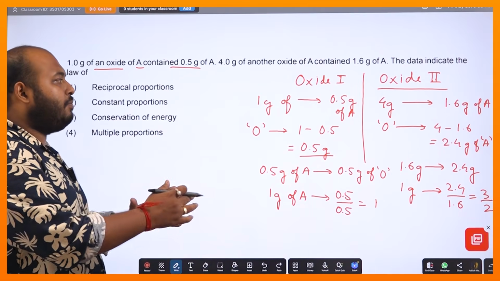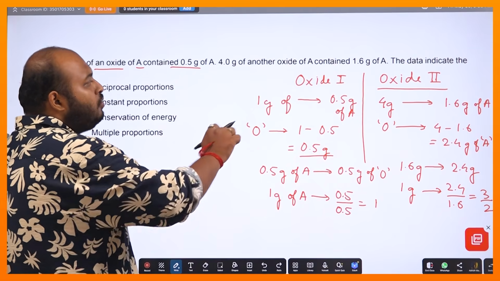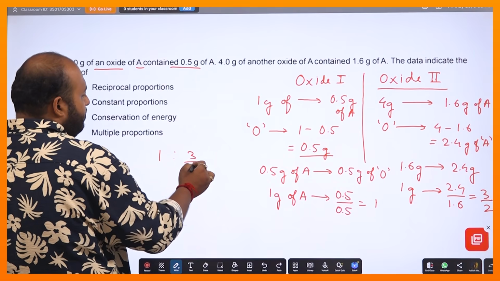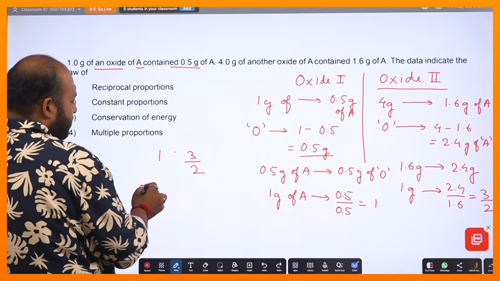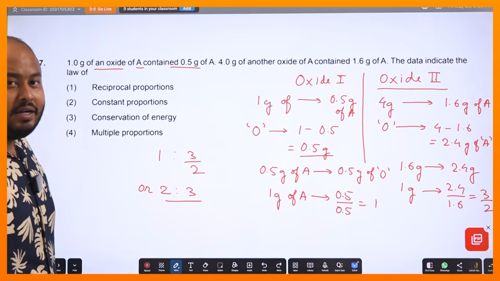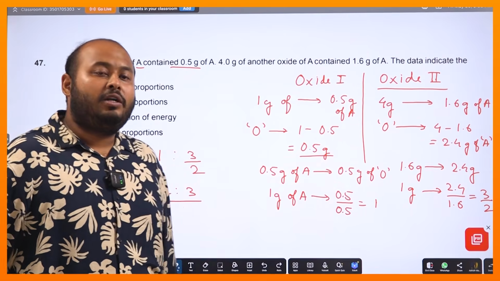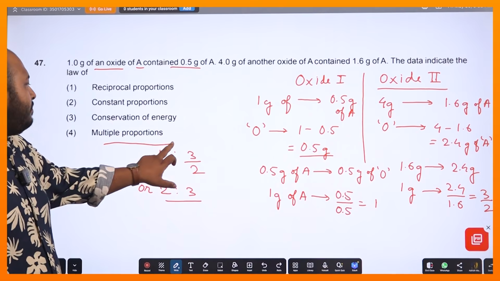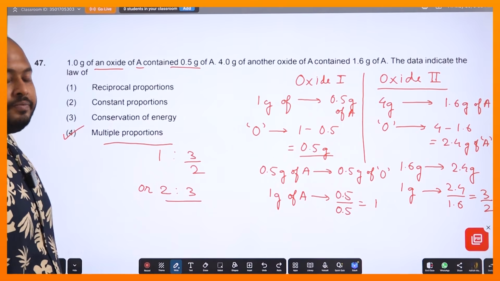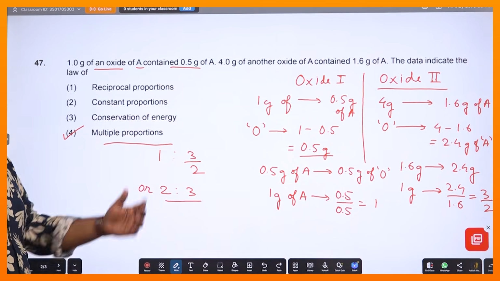So if we check the proportions of the oxygen in the two oxides, the ratio is coming as 1:3 by 2, or we can say 2:3. So you can see that this is in accordance with the law of multiple proportion. So it will be option 4. So we now move to our next question.